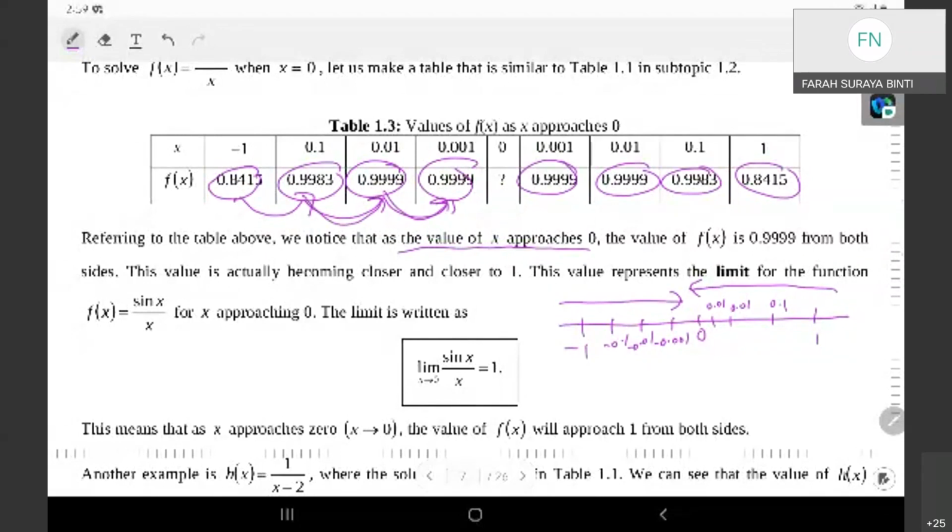Daripada sebelah kanan pula, bila nilai x menghampiri kosong, nilai f of x dia akan jadi macam ni. Daripada sini, dia akan jadi ni, dia akan jadi ni, dia akan jadi ni. So, boleh nampak pattern daripada sebelah kiri dan sebelah kanan. Pattern dia adalah nilai f of x adalah menghampiri nombor apa? Menghampiri 1. Sebab awak tengok 0.9999. Okay, dia menghampiri nombor 1. So, maksudnya limit sin of x divide by x, bila x menghampiri 0, nilai function dia adalah 1.